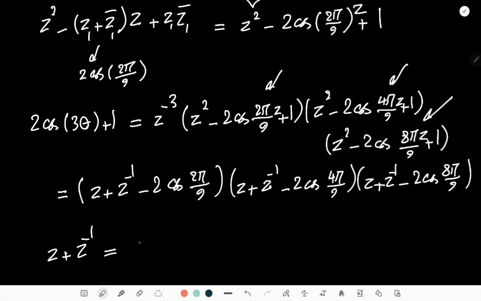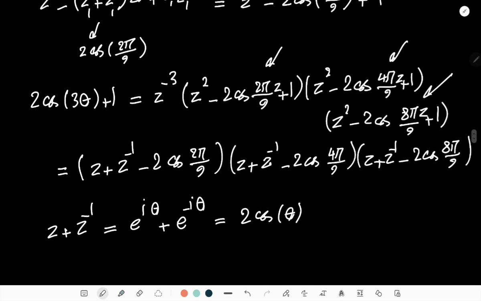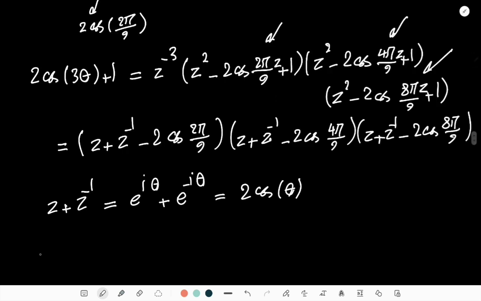and also z plus z to the power of minus 1 can be easily simplified, because this is e to the power of iθ plus e to the power of minus iθ, which is basically 2 cosine of θ, right? Very easy, because that was basically the definition of z. It was e to the power of iθ. So then I get basically 2 cosine of 3θ plus 1.